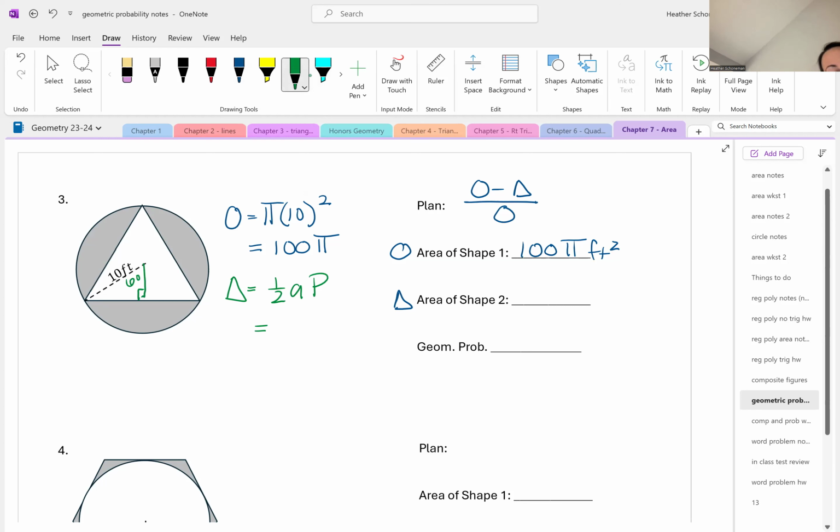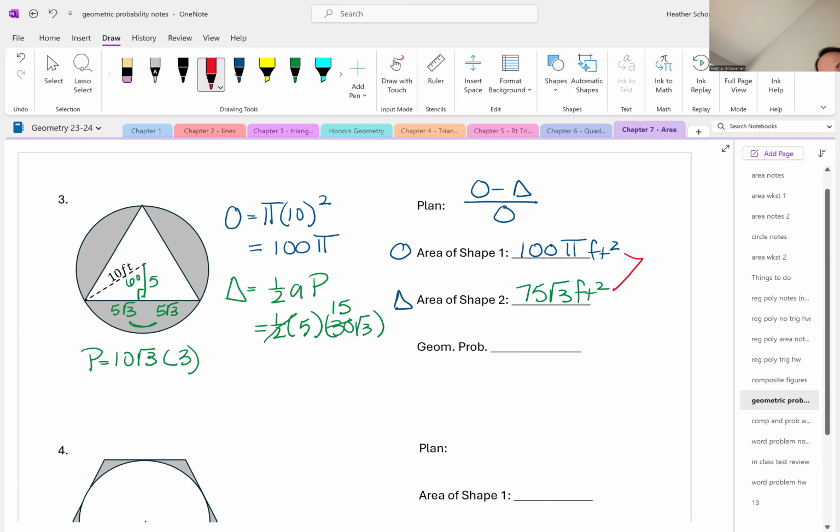So now I know the long side is 10, so the short side is 5, and the medium side is 5 square root 3. So now I know the apothem is 5, but what I'm missing is the perimeter. Well, we know that one side is 10 square root 3, the two 5s together, and then we have 3 sides, so we multiply it by 3, so this is 30 square root 3. Half of 30 is 15. 5 times 15 would give us 75 square root 3 feet squared.